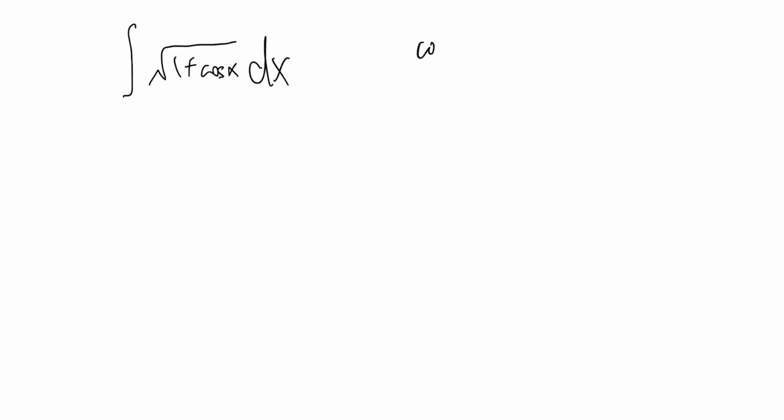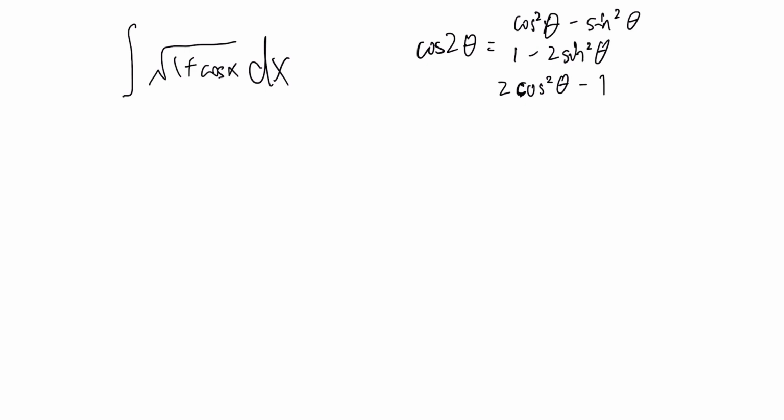So recall that cosine of 2 theta has 3 different forms, first of which is cosine squared of theta minus sine squared of theta. The second, 1 minus 2 sine squared theta. The third, 2 cosine squared theta minus 1. Now, these three are basically all the same.